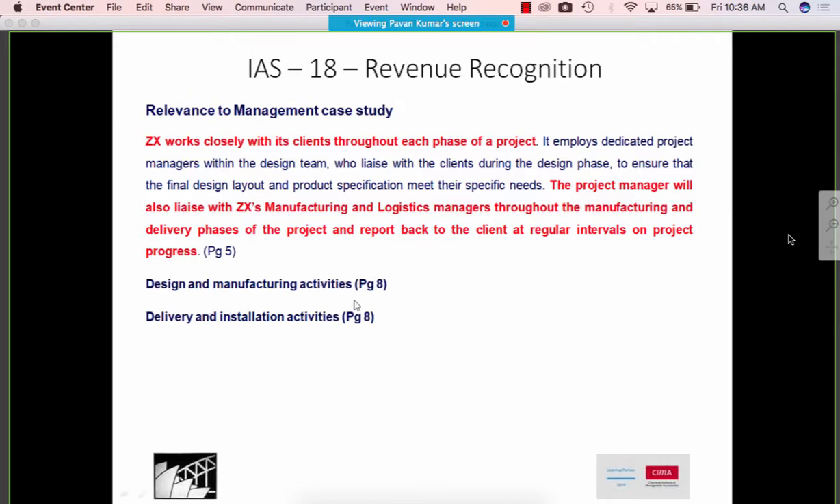Design and manufacturing activities are also relevant to this because the costs, like I shared before, the relevant costs need to be recognized. And these are mentioned on page number 8 of your case study. And delivery and installation activities are also mentioned on page number 8. So all relevant costs at each stage need to be recognized and recorded accordingly.